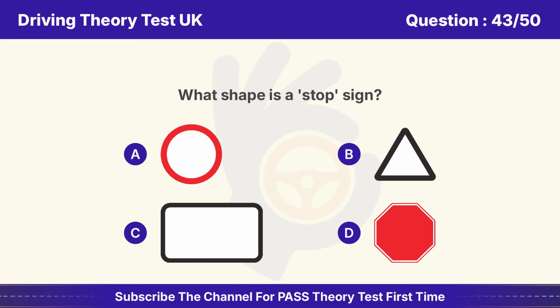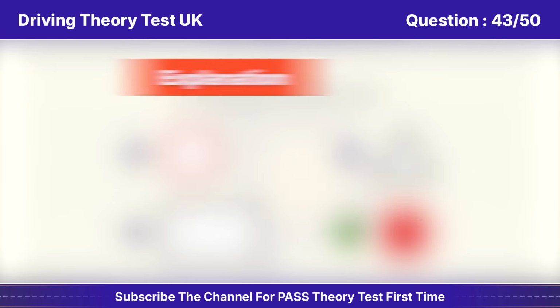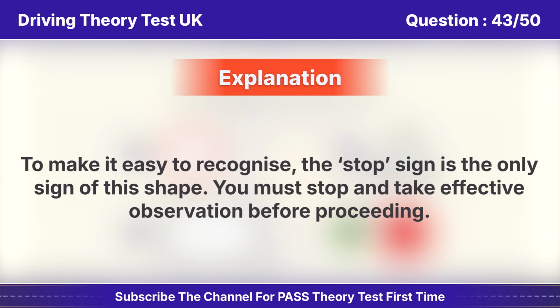Question 43. What shape is a stop sign? Answer is D. Octagon, stop sign shape. To make it easy to recognize, the stop sign is the only sign of this shape. You must stop and take effective observation before proceeding.